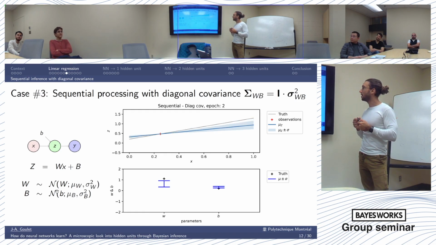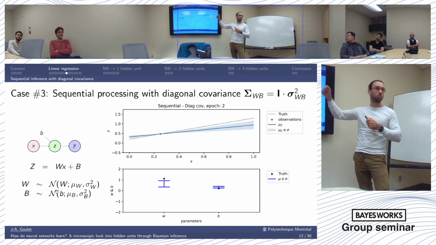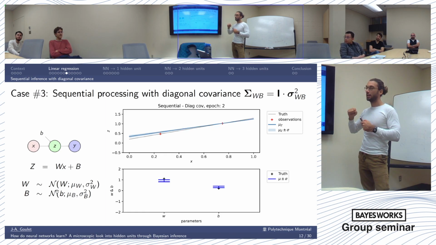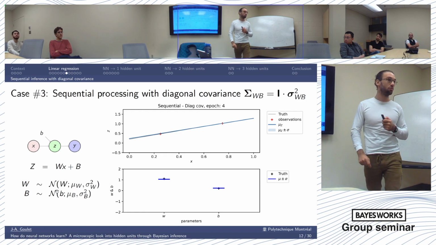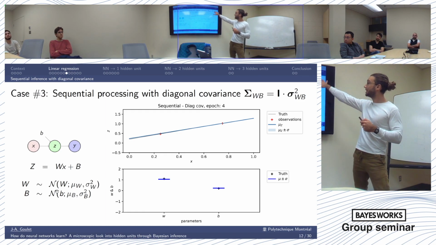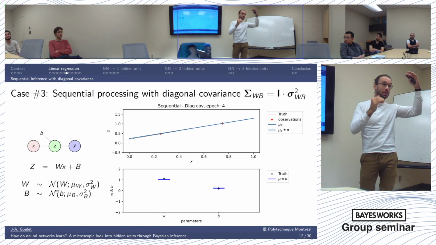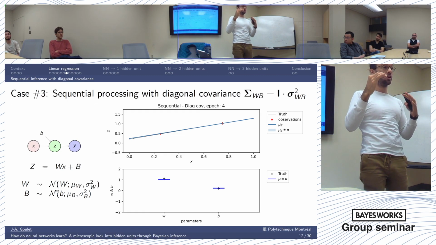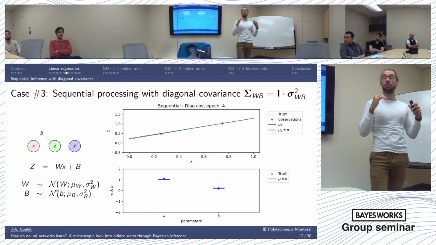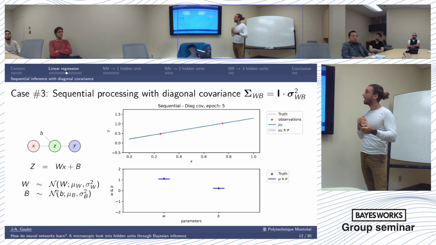So let's see. We go back to the first observation, then the second, and we see the discrepancy reduce a bit. If we carry on, it gets better. So as we see more epochs, it goes to the true value. But if we consider a diagonal covariance and neglect the dependency between W and B, we can't reach it in one epoch.